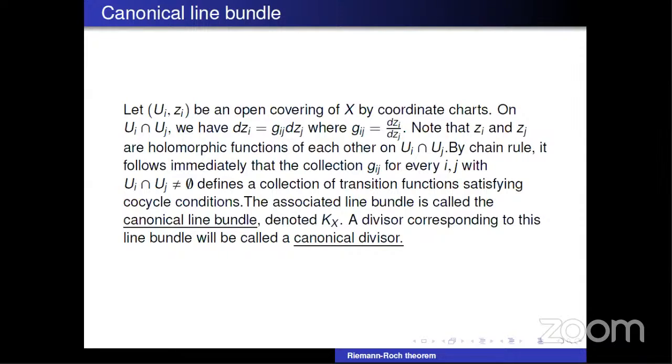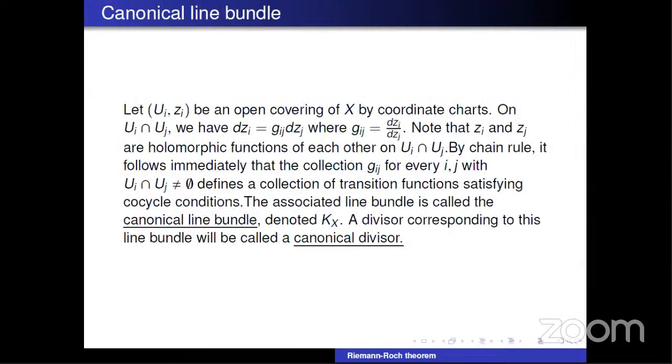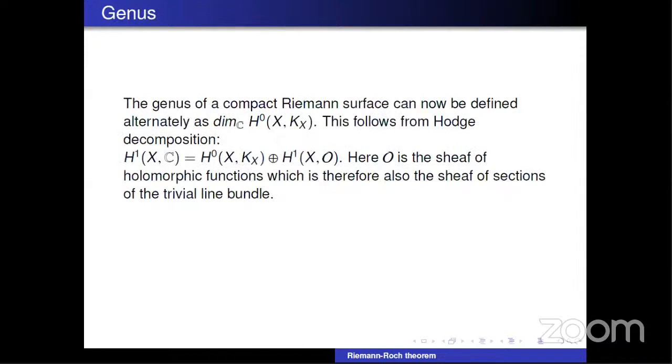Okay, so this line bundle will play an important role. Before I go ahead, I want to make one more comment. The genus of a compact Riemann surface can now be defined alternately as the dimension of H^0(X, KX). Take the line bundle KX, and the dimension of the space of its global sections. I commented last lecture that this is always a finite dimensional vector space. So its dimension gives an alternate definition of the genus.